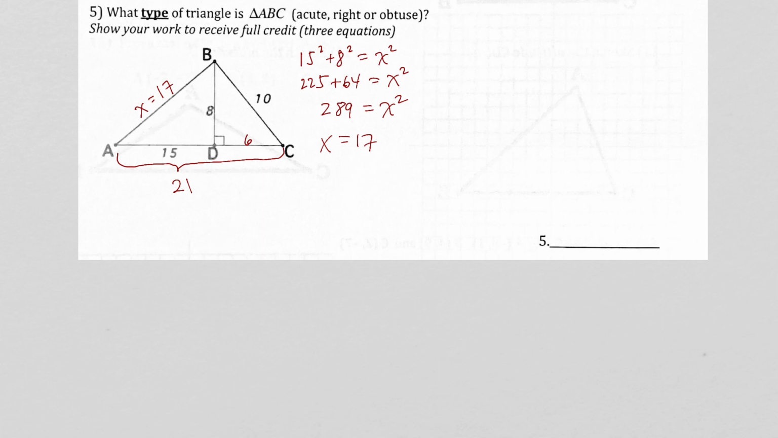Okay. The longest side, we're going to compare with the sum of the squares of the two shorter sides. So we'll say 21 squared, 17 squared, and 10 squared. I'm going to grab a calculator, and 21 squared is 441. 17 squared is 289. Let me just double check that. Yep. And 10 squared is 100. So 441, this adds up to 389. This is greater than, so we have an obtuse triangle.